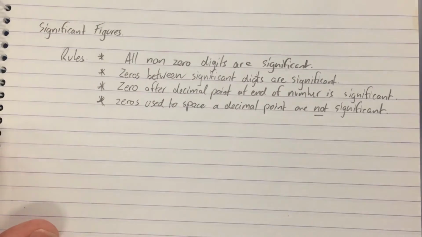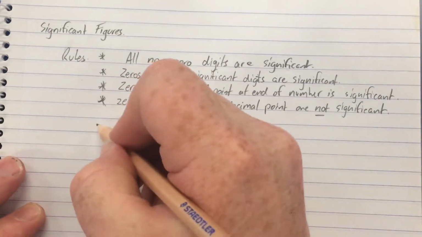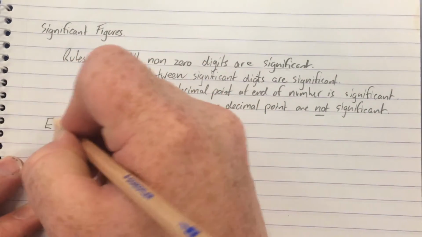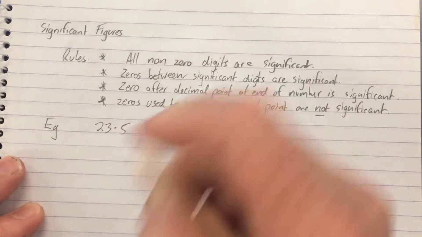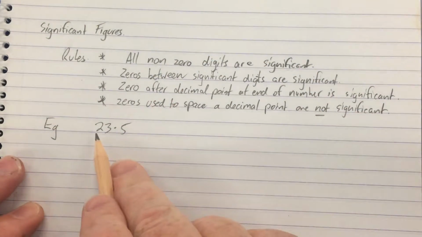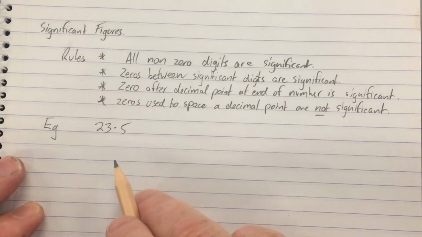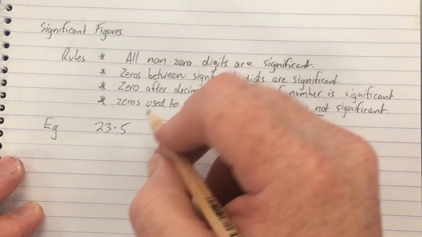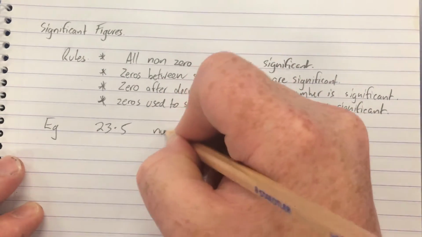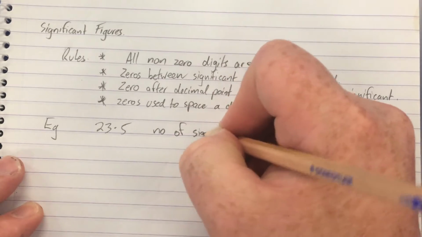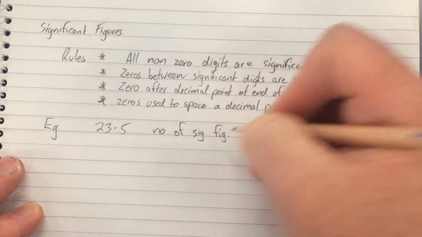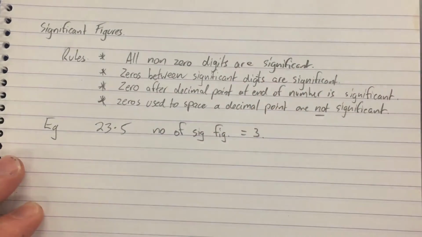So let's do some examples. The number, as I said, 23.5 has 1, 2, 3 non-zero digits, so they're all significant. So the number of significant figures is equal to 3.